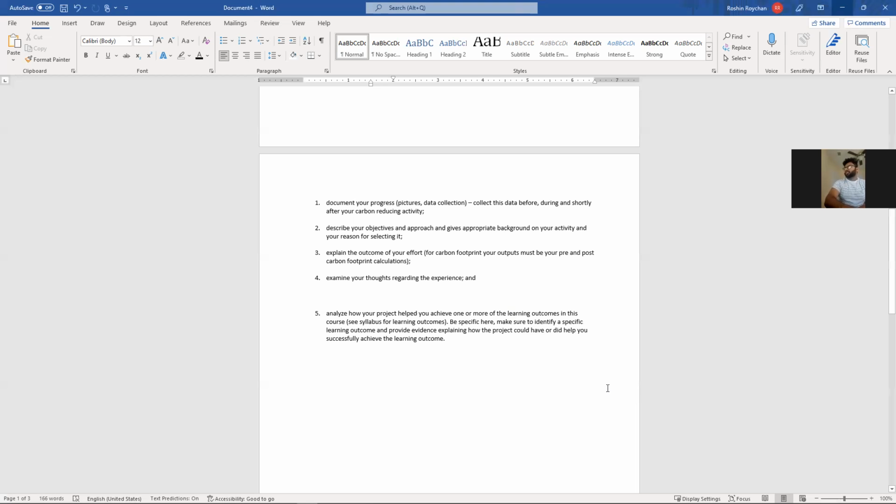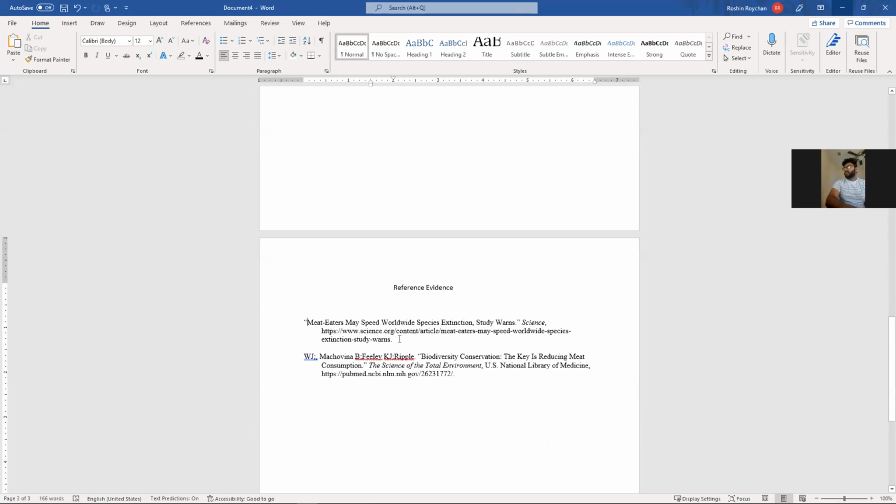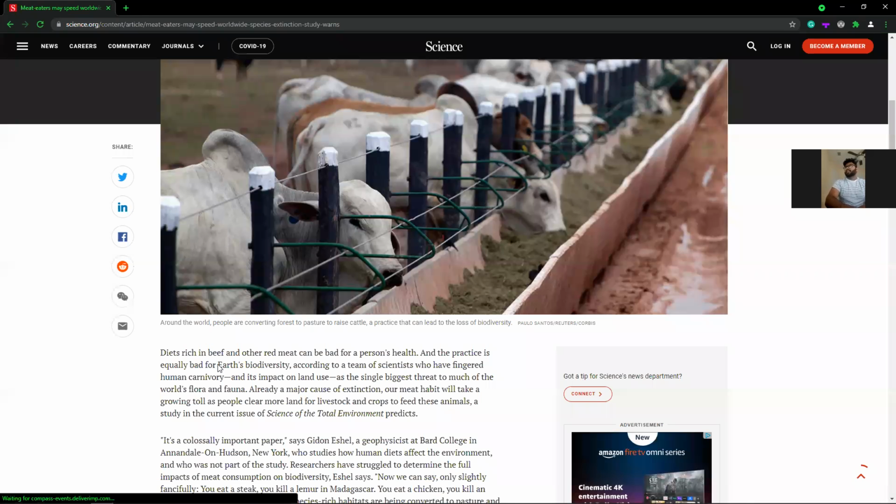You asked us to provide support, and here's my supporting evidence. Let me pull up that website. It says here that a diet rich in beef and other red meats can be bad for a person's health, because the more meat you have, the worse it is for your health, and the practice is equally bad for the earth's biodiversity, according to scientists, because of human impacts on land. The more cows eat, the more food is needed and the more it impacts land, and the more trees you cut down to feed them, the less carbon is absorbed.